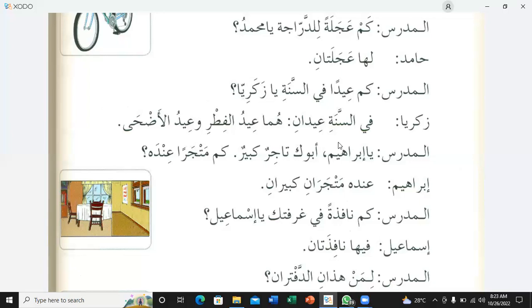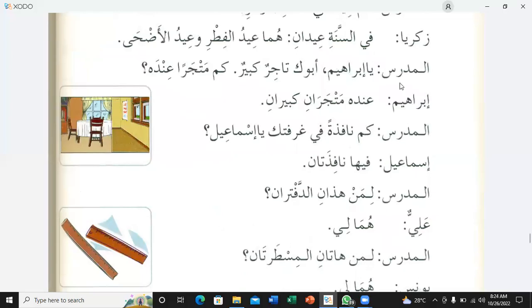Zakariya: Fis-sanati Eidani, in a year, two festivals. Or we can also say two festivals are in a year. Huma Eidul Fitri wa Eidul Adha. They are Eid al-Fitr and Eid al-Adha.